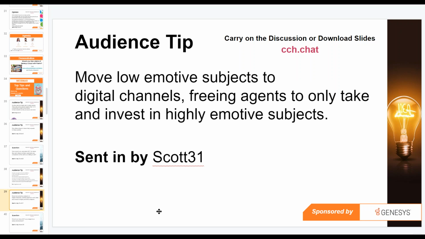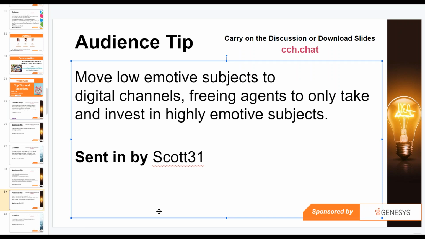Indeed. There's an interesting one from Scott here. Move low emotive subjects to digital channels, freeing agents to take on and invest in the highly emotive subjects. That's an interesting one. I think William, it ties in with some of the points you were making. Yeah, absolutely. I totally agree with that. It's something we mention quite a lot with our customers actually.